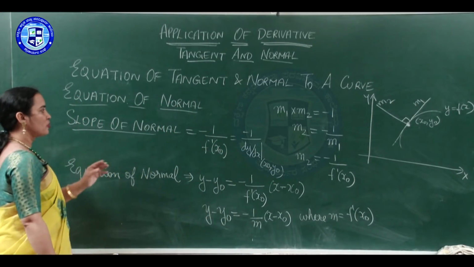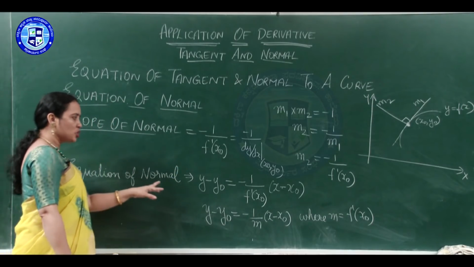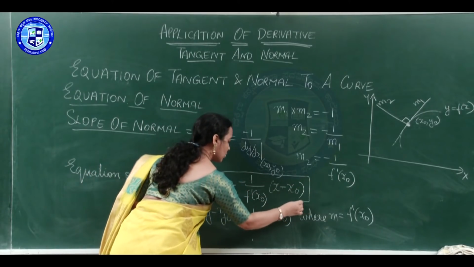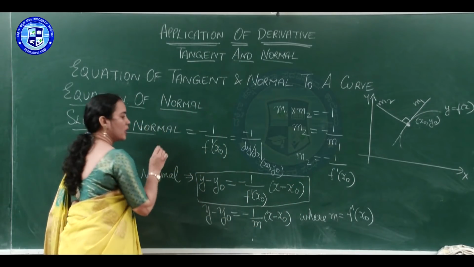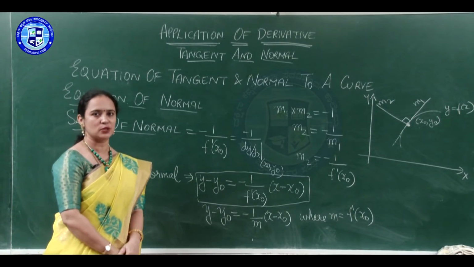So the slope of the normal is -1 by f dash of x naught, and the equation of the normal will be y minus y naught is equal to -1 by f dash of x naught into x minus x naught.